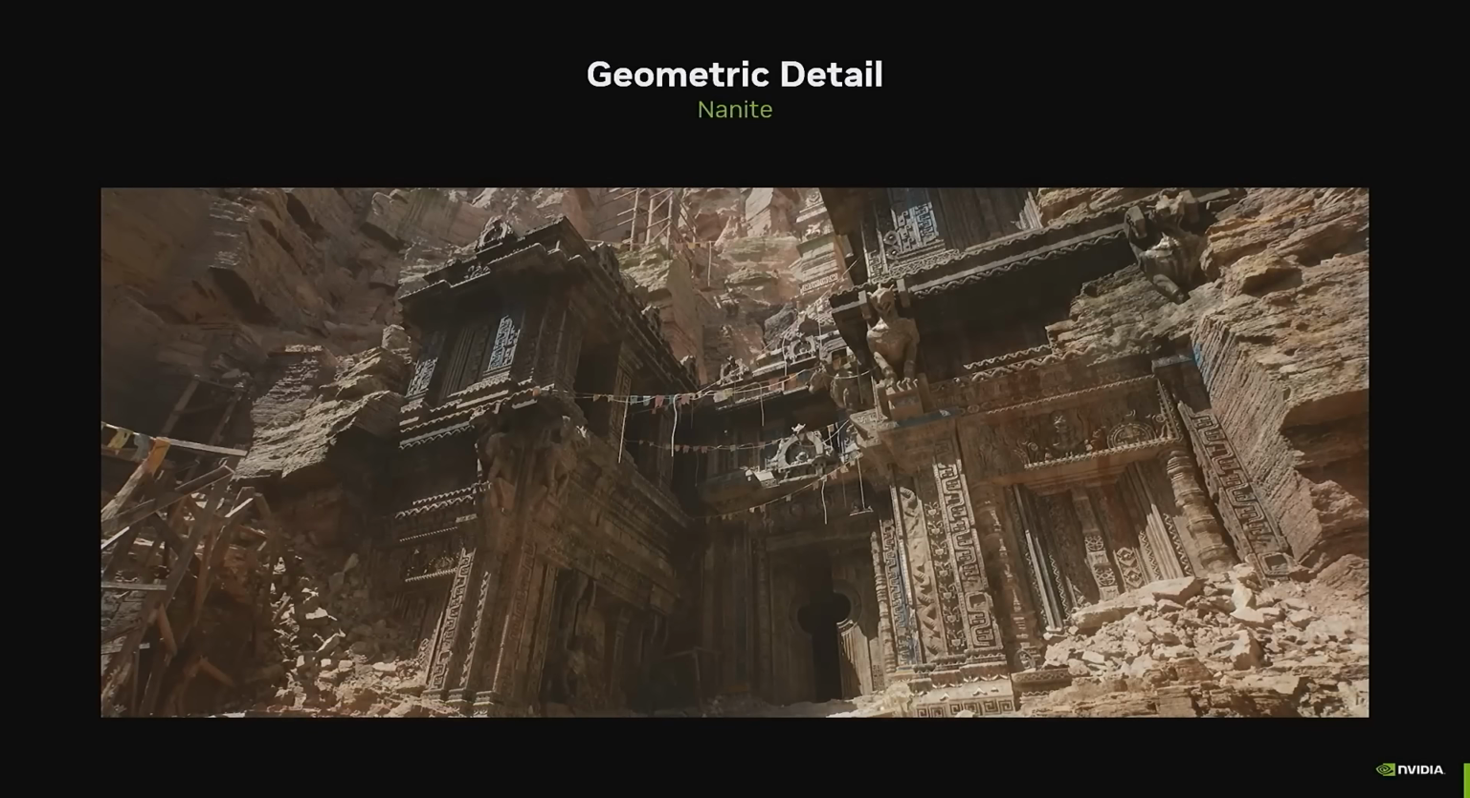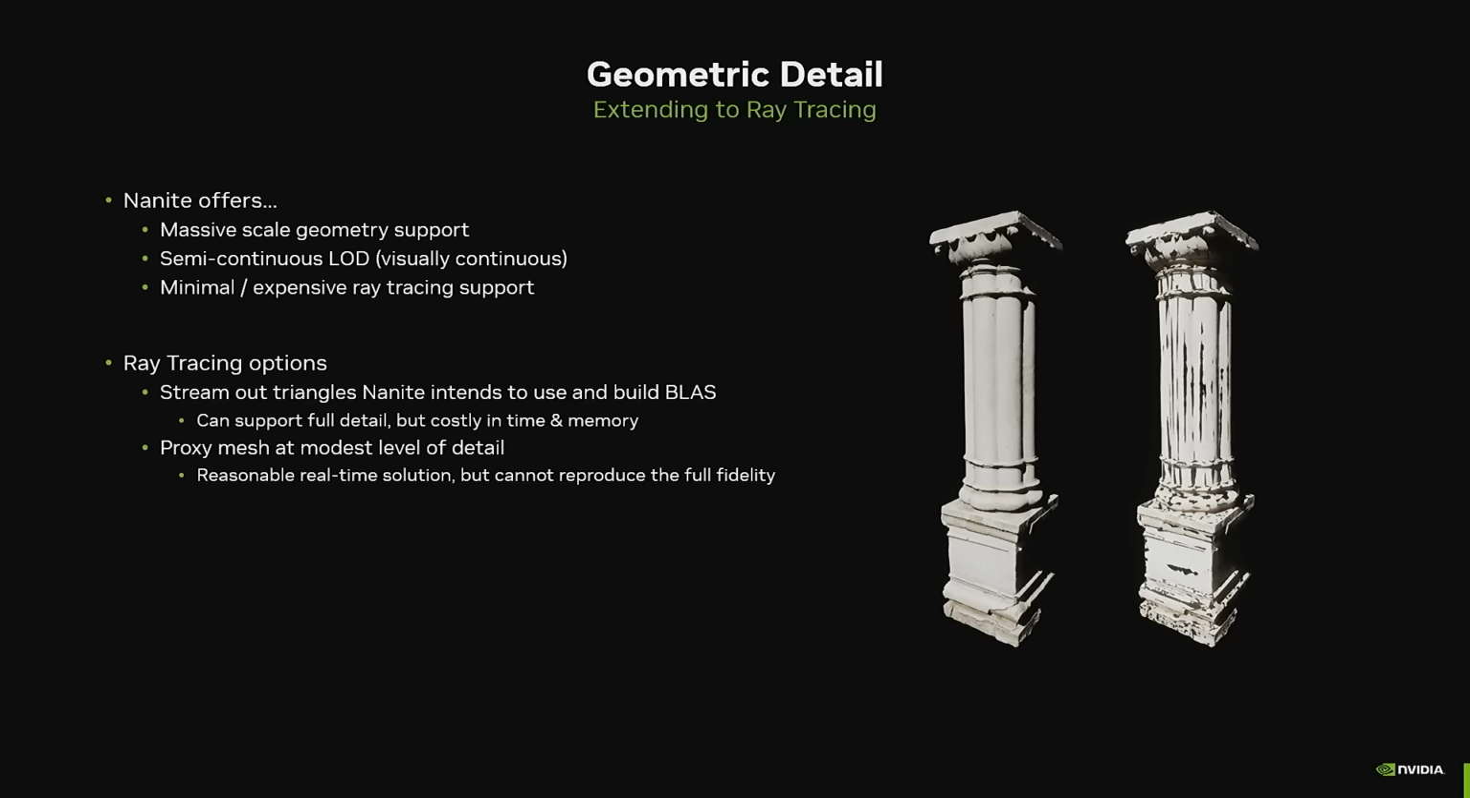So geometric detail. You have probably heard about Nanite in Unreal 5. But for us, what did geometric detail end up meaning? Well, Nanite is fantastic. It allows an enormous amount of geometry support through a semi-continuous level of detail, through these clusters that it swaps out constantly.